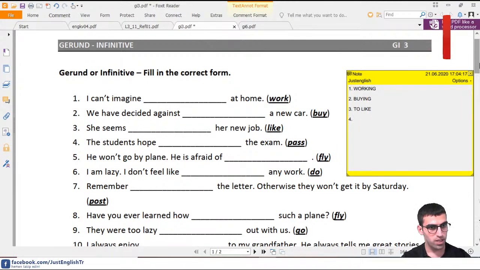Okay. We have a smart keyboard. It can be changed. I got it, Elif, no problem.